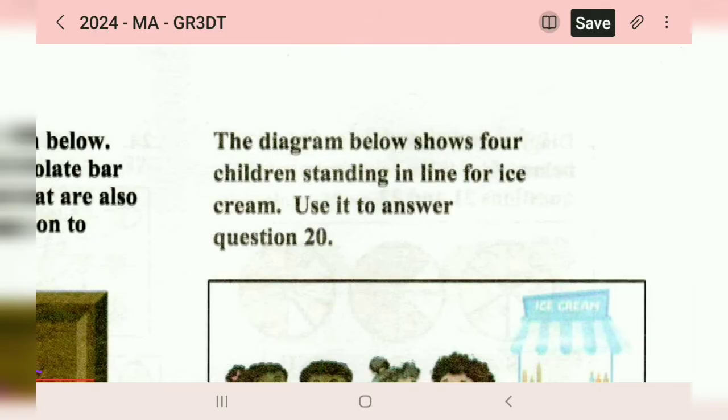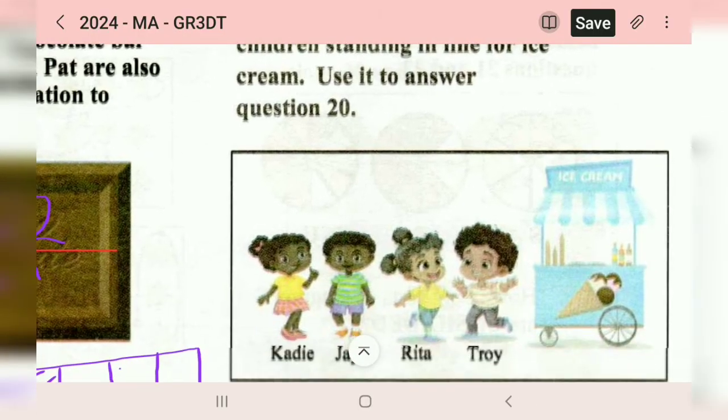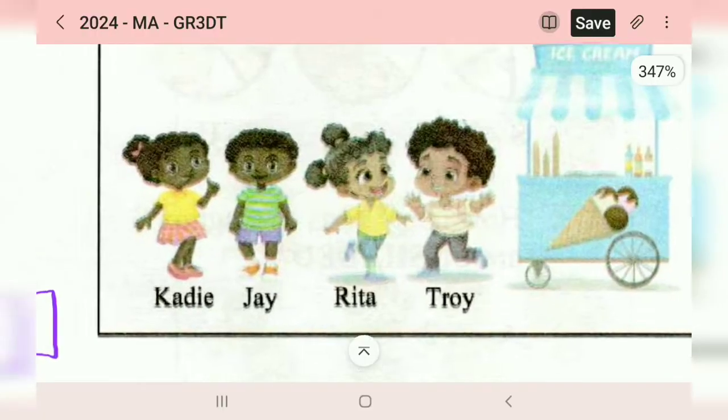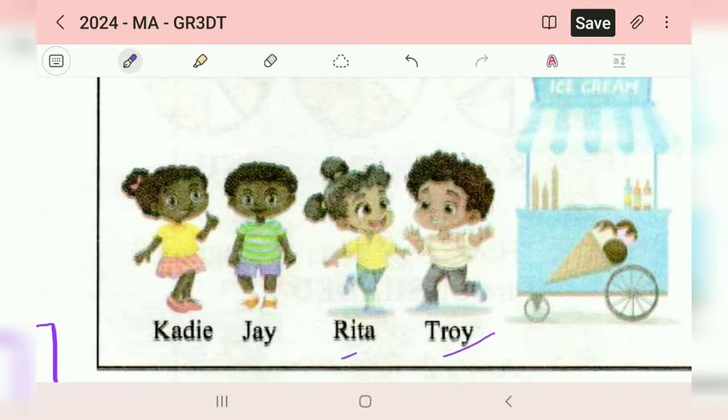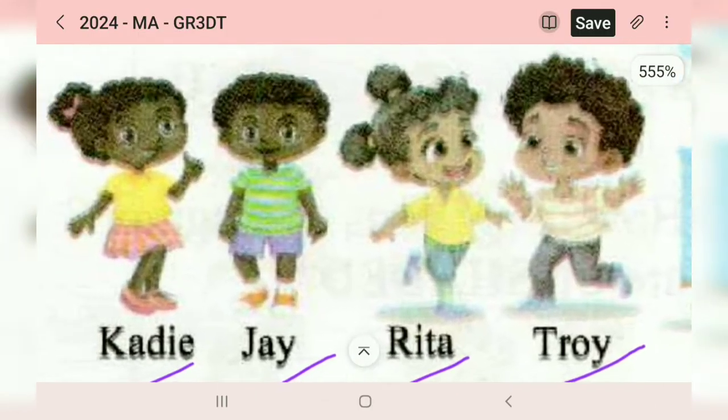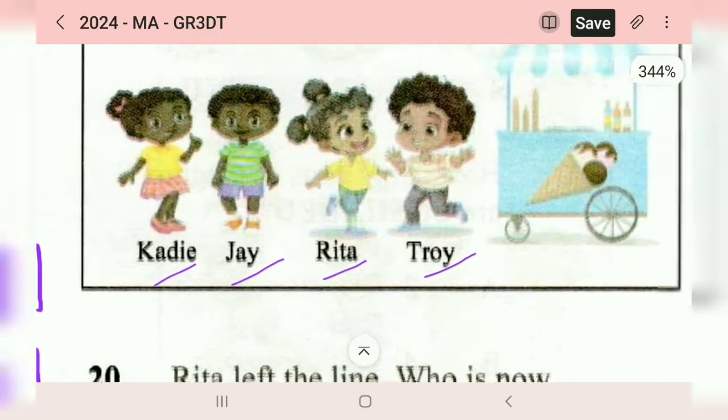All right, so here are the children standing in line for ice cream, and we're going to use this picture here to answer question 20. So here they are. We have Roy, Rita, Jay, KD standing in line for the ice cream. So the happy faces telling you that they love ice cream. Say, I love ice cream.